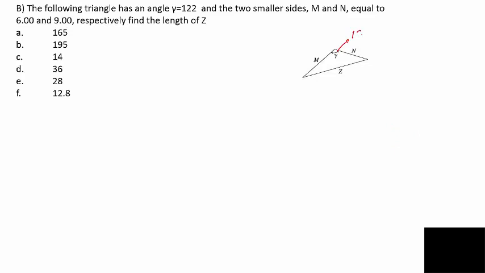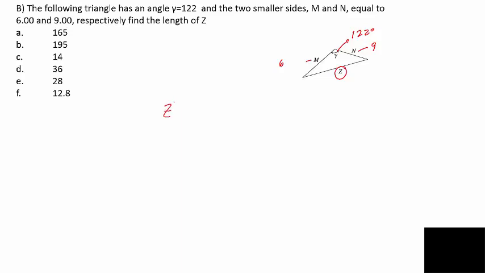So here we have an angle gamma of 122 degrees, and then for M you have 6, and for N you have 9. So you have two sides and one angle, and it's asking for another side. So whenever you have two sides and an angle and it asks about another side, it's the law of cosine.